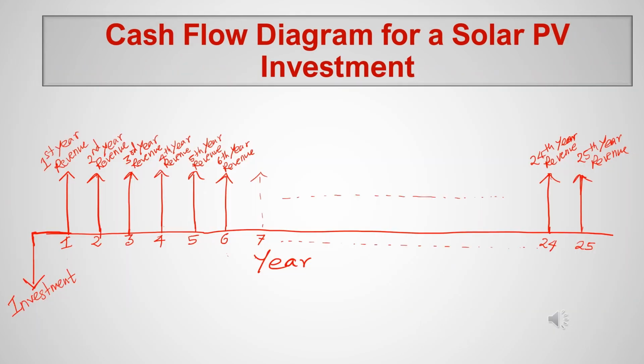Cash flow diagram for a solar PV investment. This cash flow diagram shows investment at the beginning of the project and revenue flowing in each year. In a cash flow diagram, expenses are indicated by a downward arrow and revenue is indicated by an upward arrow.